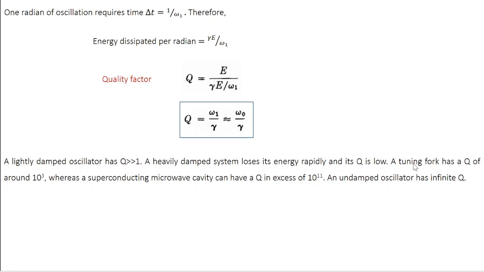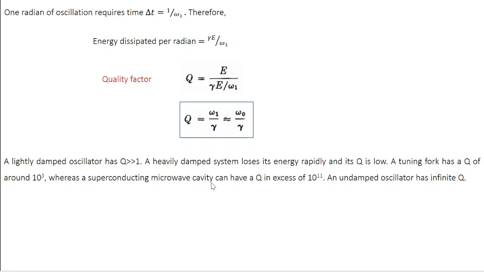So if you take an oscillator like a tuning fork, it typically has a quality factor of 10 to the power 3, whereas a superconducting microwave cavity can have Q of the order of 10 to the power 11. Q very high means losses are very low. That's why a superconducting microcavity is used in a resonator circuit, because especially when you are dealing with very low signal, even the slightest of the losses is going to be very crucial. So you need to have a resonator which has the least amount of loss possible. So that's why you employ a superconducting microwave cavity in such applications.